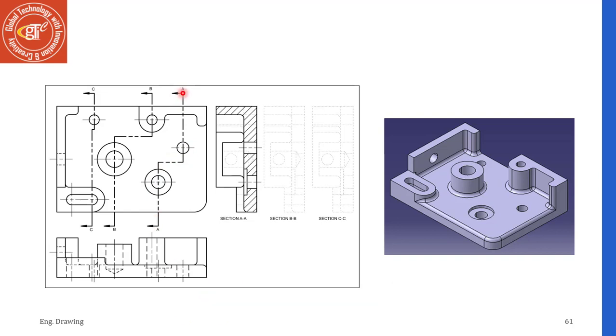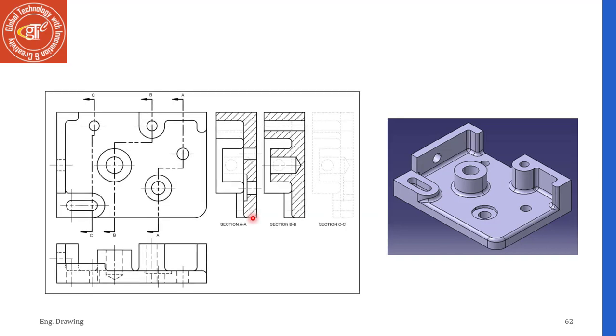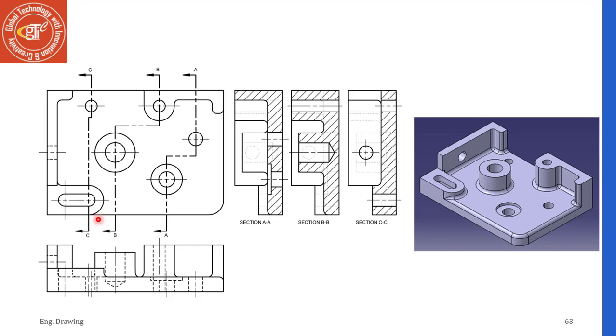So here we have added the section view A-A for this AA cutting plane line. Next we have the section at point BB, and finally we have the section at point CC. So we can add more than one cutting plane line on a single part.